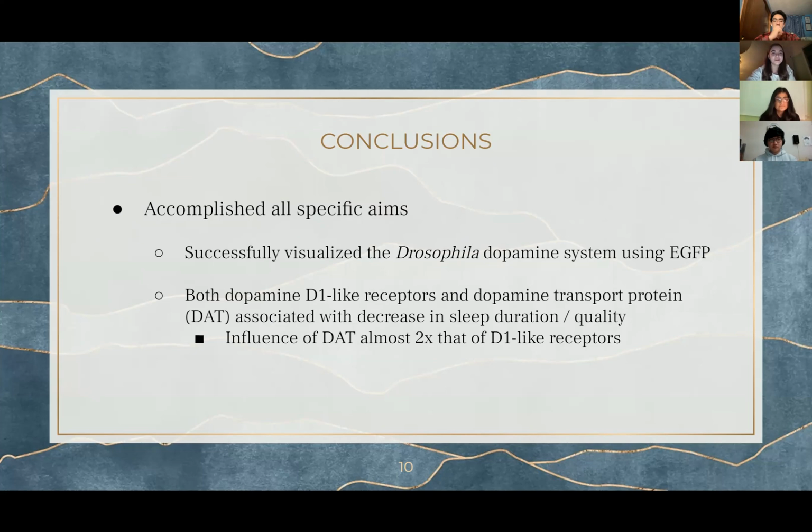Overall, our conclusions were that we were able to accomplish all of our specific aims. First of all, we successfully visualized the fruit fly dopamine system using GFP. We were also able to successfully evaluate the impacts of both D1-like receptors and dopamine transport protein on fruit fly sleep. And we found that the influence of the transport protein was almost twice that of the receptors.